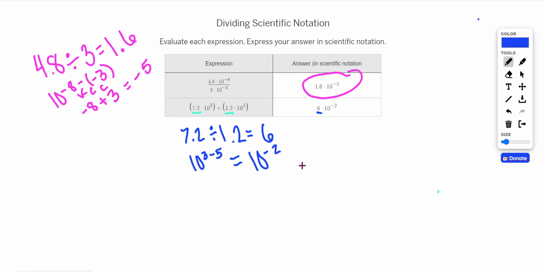So make sure you write this in scientific notation like our answer has, but that's how we got 6 times 10 to the negative second power.